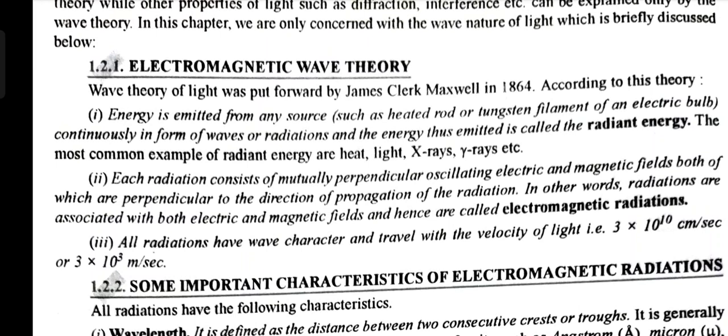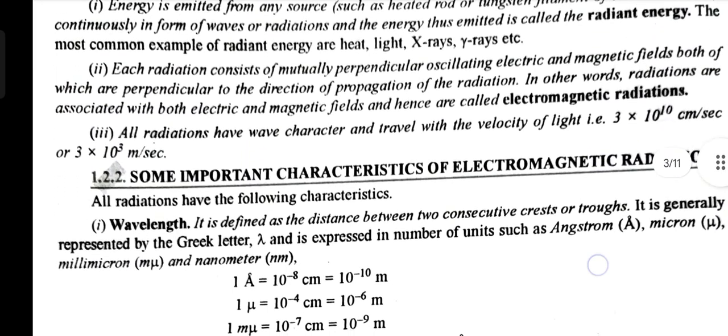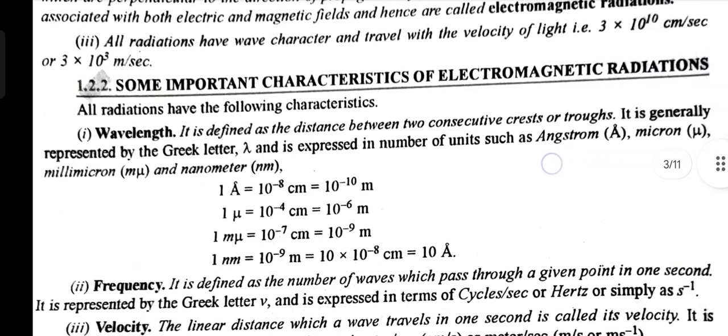Second, each radiation consists of mutually perpendicular oscillating electric and magnetic fields, both of which are perpendicular to the direction of propagation of the radiation. In other words, radiations are associated with both electric and magnetic fields and hence are called electromagnetic radiations. Third, all radiations have wave character and travel with the velocity of light, 3 into 10 power 10 centimeters per second. Some important characteristics of electromagnetic radiations.